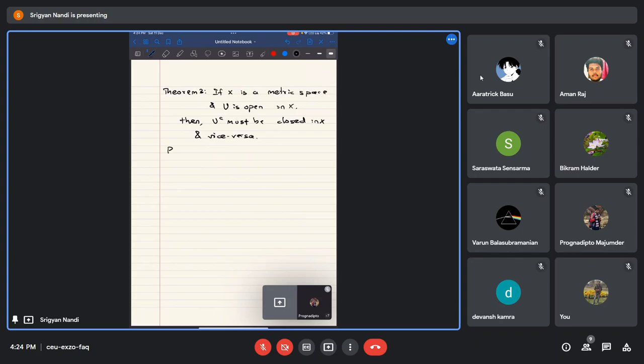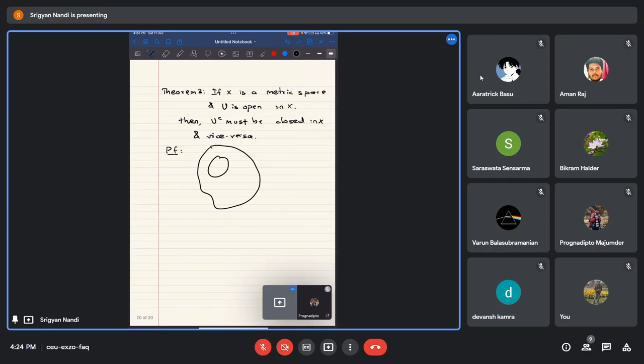So if you had some space X and your U was open in X, our claim is that U complement must be closed in X. So let us assume, how do we go about proving that U complement is closed in X? We must show that U complement contains all its limit points. So let y belong to X be a limit point of U complement.